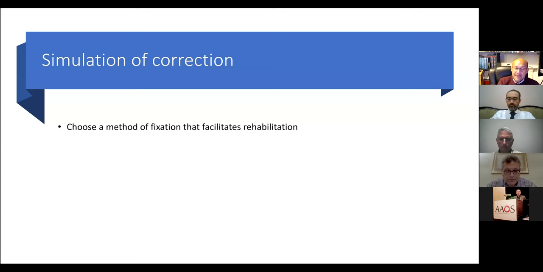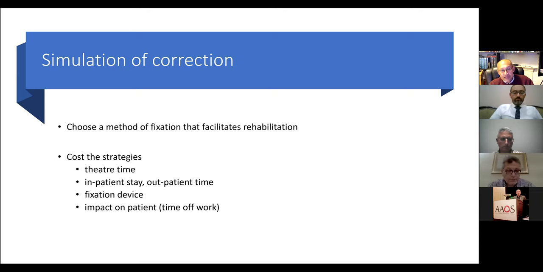You can also look at the different strategies and say, can I choose a method of fixation that offers better rehabilitation? I may have a choice: circular fixator, monolateral fixator, internal fixation by intramedullary nail or by plate. Which method in this case offers better facilitation? And then you will usually have two or three strategies, even in the more complicated cases. Look at those strategies and say, which one, and what are their costs in terms of theater time, inpatient, outpatient, the cost of the fixation device, and also importantly, the impact on the patient. Your different treatment strategies will impact the patient, particularly in time off work.